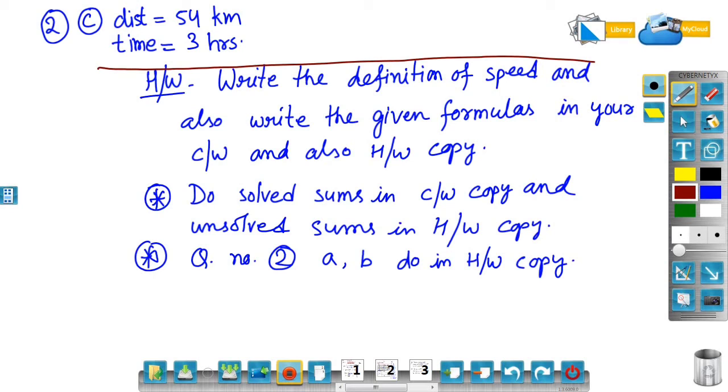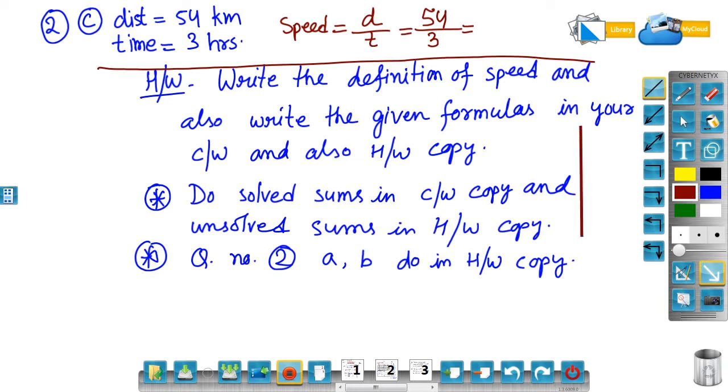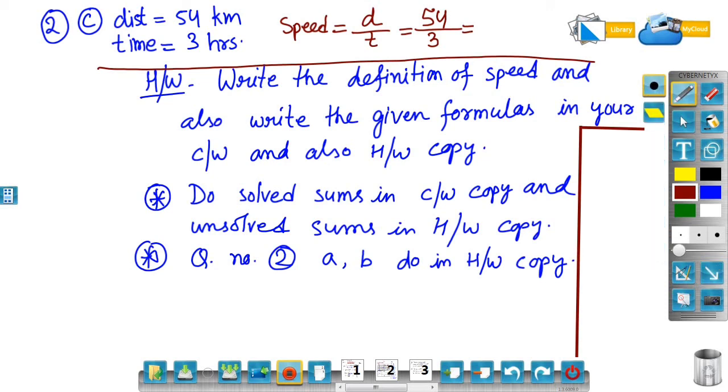Then how can you find the speed? Then what is the speed? Speed equals distance by time. That means put the value of distance, and after putting the value of time, by dividing you can get it. Here I am doing some rough work for you. Please manage it in your classwork copy, as rough work is given here.